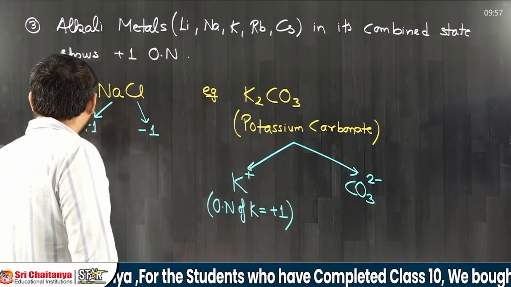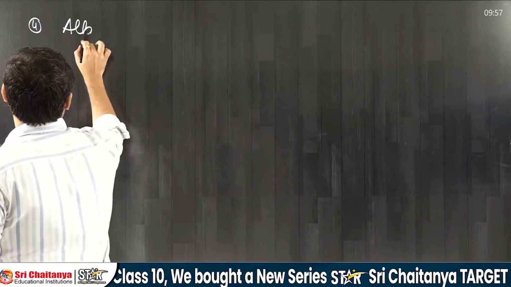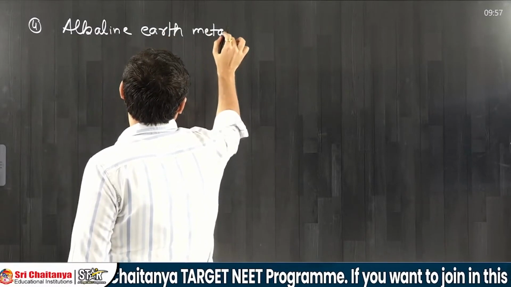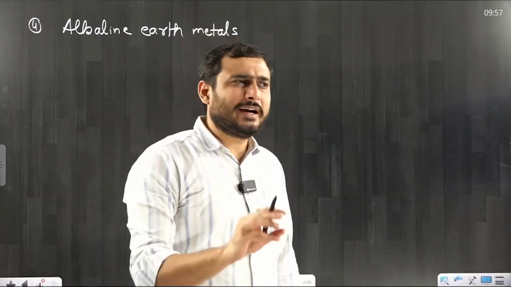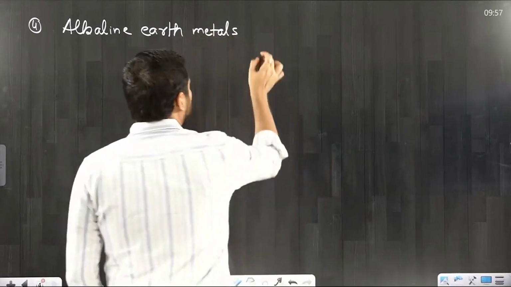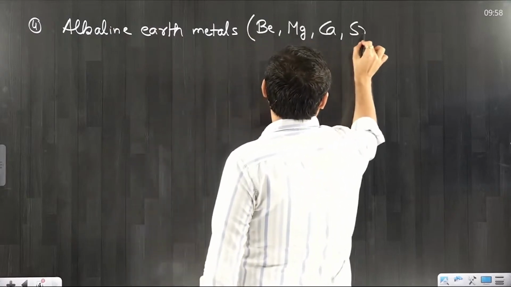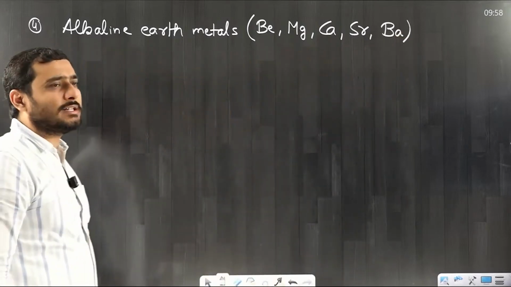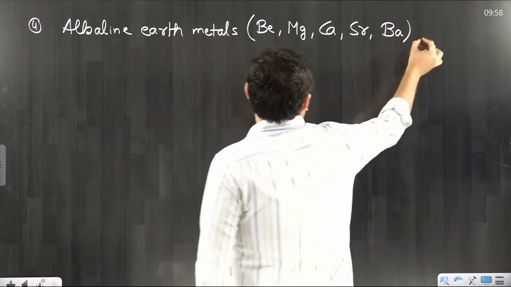Now let us move to the next rule. Next is for alkaline earth metals. Group 2 elements are called alkaline earth metals. Here we write beryllium also, but actually beryllium is not considered an alkaline earth metal, but here, for group 2 elements, we consider beryllium also. So beryllium, magnesium, calcium, strontium, barium. These are group 2 elements. So whenever these alkaline earth metals form compounds, which oxidation state do they show? +2 oxidation state in their combined state.